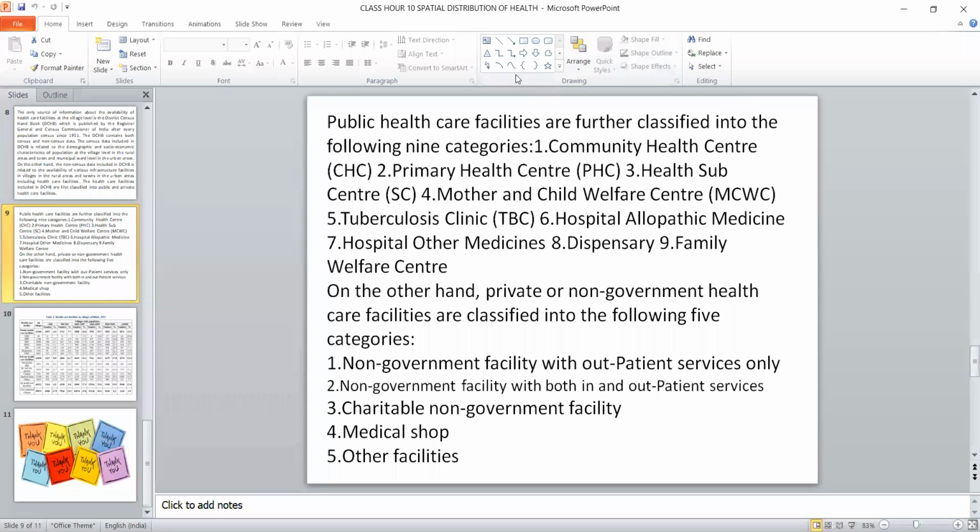Coming to the other side, the private one. Among private or non-government health facilities, they have given 5 categories. One is non-government facility with outpatient service only. The second is non-government facility with both in and outpatient service. The third is charitable non-government facility. The fourth is all medical shops. And finally, other facilities like clinics and private scan centers also come under the private healthcare facility distribution.